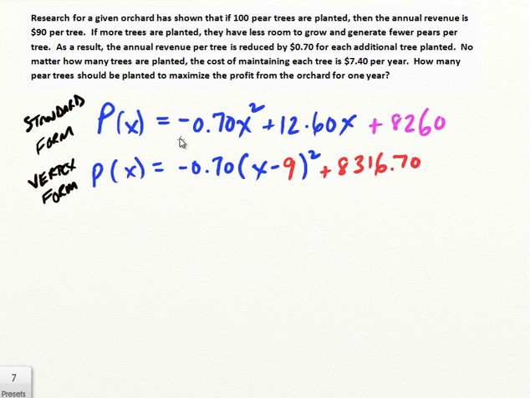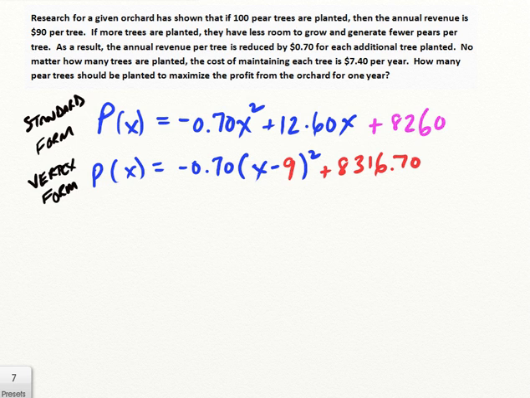Okay, so to look at it graphically, let's look at the two equations that we had created in the previous screen. We developed a profit equation, and in standard form it was this, and then once we completed vertex form we realized that we were able to write it as this. Well, what do those two things mean? Well, remember, standard form gives us the y-intercept. So I can clearly see that the y-intercept is 8,260. Vertex form gives us the coordinates of the vertex. The vertex is at 9, the x-coordinate, and 8316.70, the y-coordinate of the vertex.